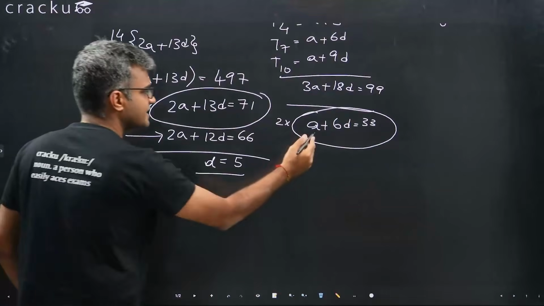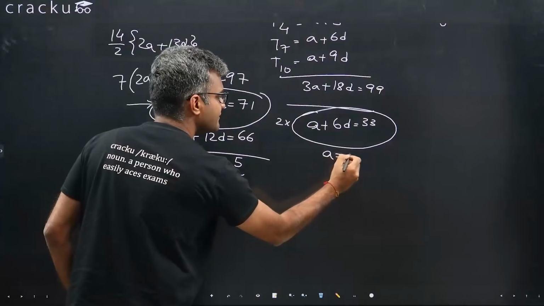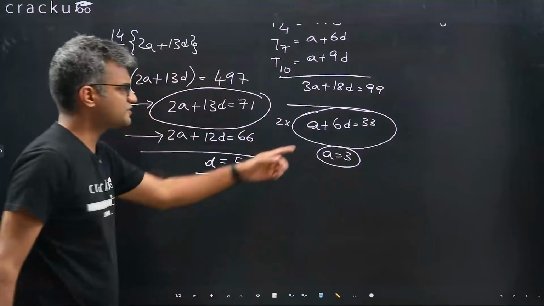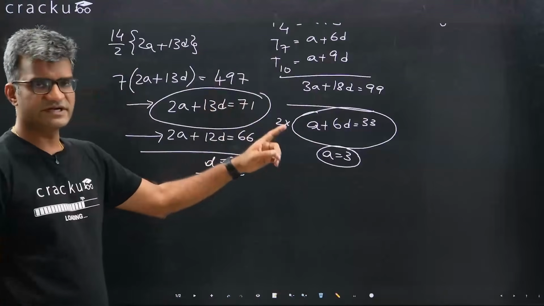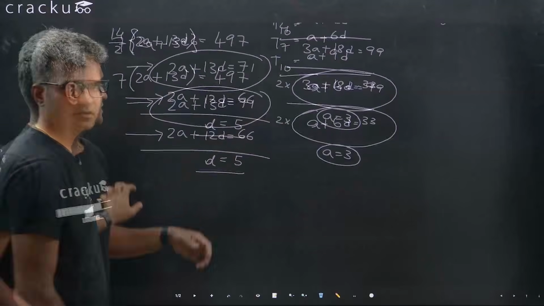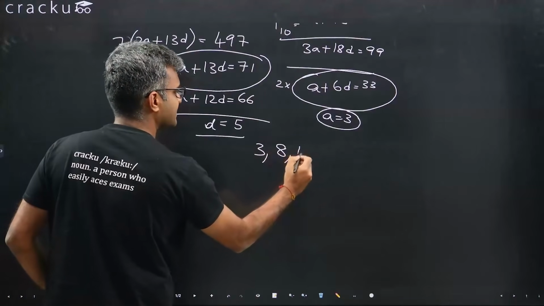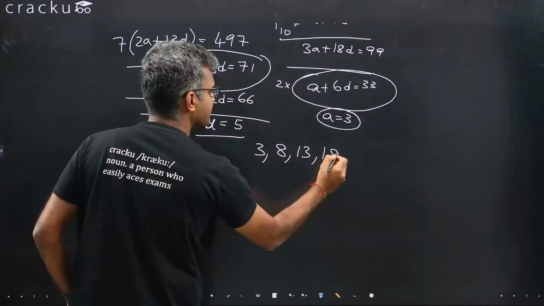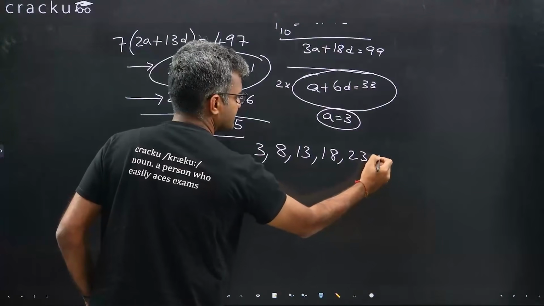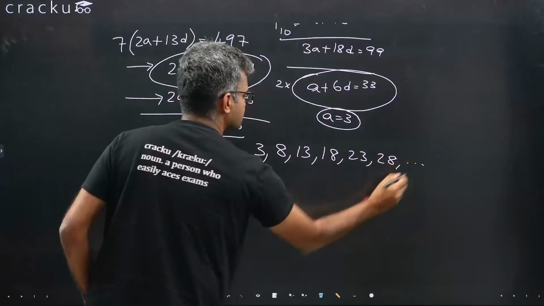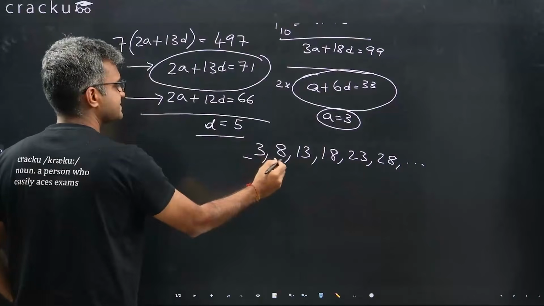And from that, we can calculate the value of A. A will be equal to 3, because 6D will be 30. A is equal to 33 minus 30, which is equal to 3. So the arithmetic progression will be of the form 3, 8, 13, 18, 23, 28 and so on. The first term is 3 and the common difference is 5.